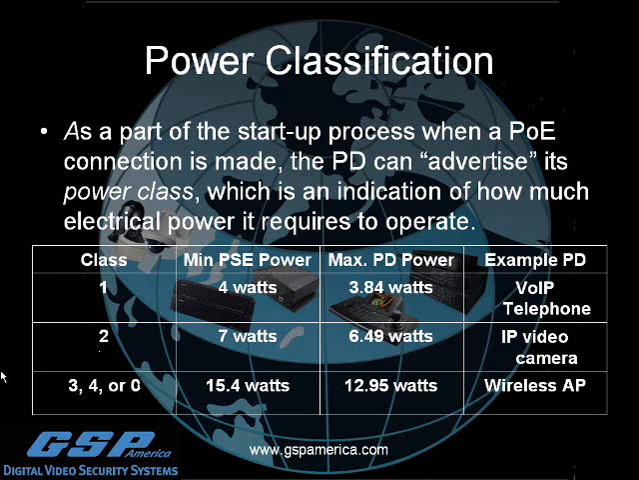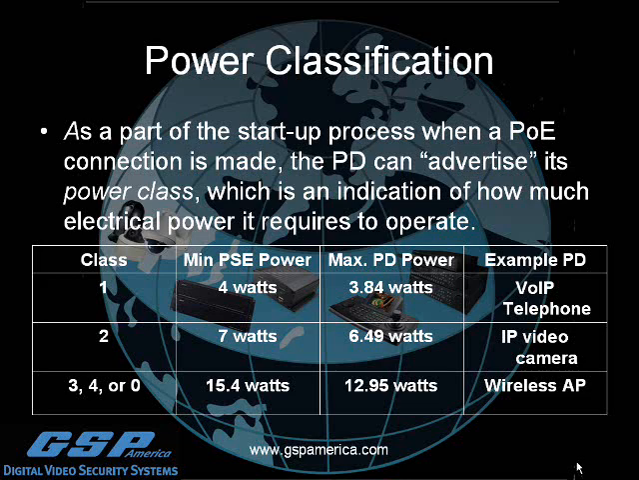And then class 3, 4, or 0 could be a device that just doesn't designate one. If it doesn't designate one, it comes up as 0, and then that's 15.4 watts, which the device itself then is 12.95 watts. And that could be a wireless access point. And there are a number of IP cameras out there that operate in that field as well. So it's important to know going in, if you're installing any kind of IP cameras, what the classification of the device is, so that you know how you need to be configured for power.